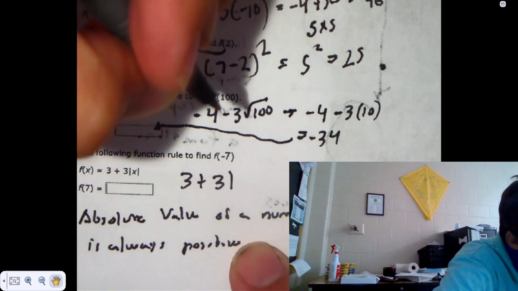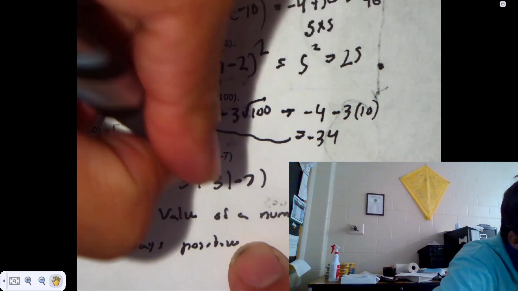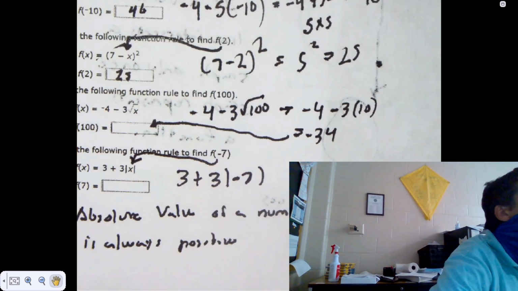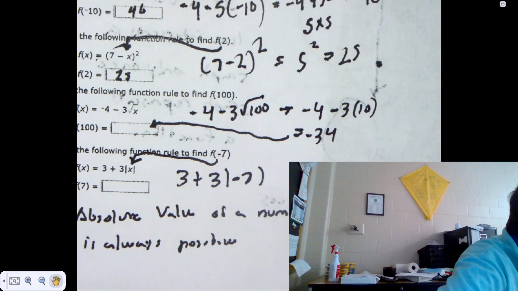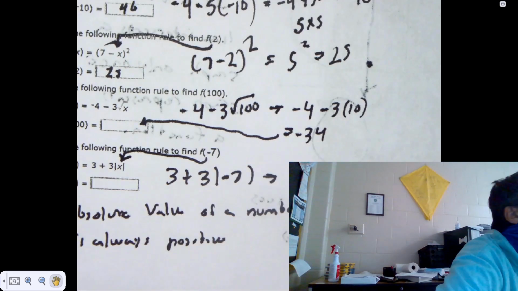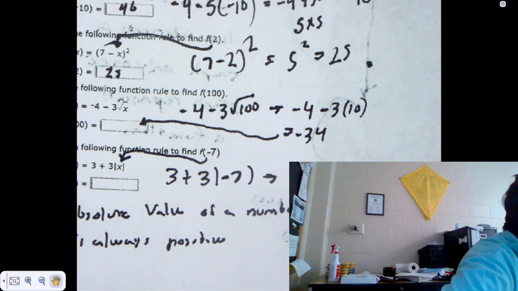So the first thing we're going to do is plug in that -7 for x, and it's about absolute value. So we're going to pull it out of absolute value by making it what? Positive. So we have 3 plus 3 more 7s is what we have.